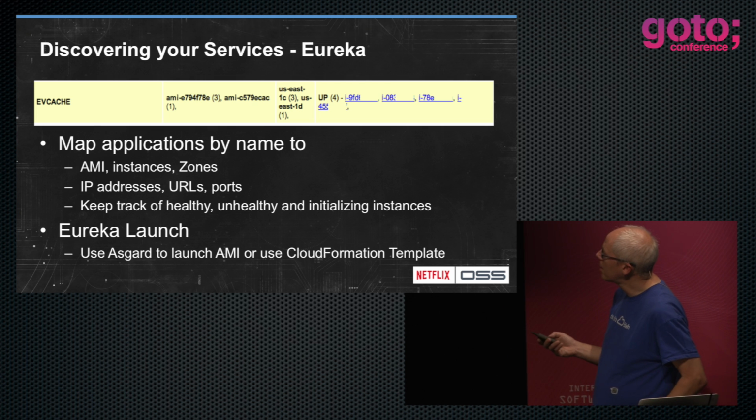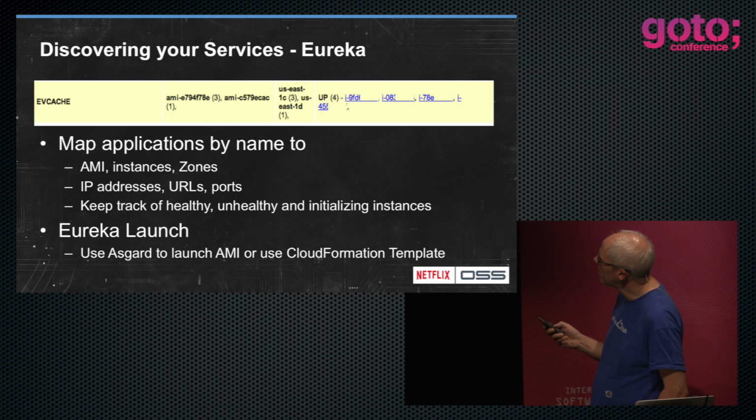Now, Eureka is the service registry. So here's an entry in it. You've got a name of the service. You've got a few instances running it, different versions of it, that are in different places. Some of them in US East, some in US West. There are 2 different zones in US East. And it tells you that all 4 of them are up and gives you the clickable links. You can go look at them.